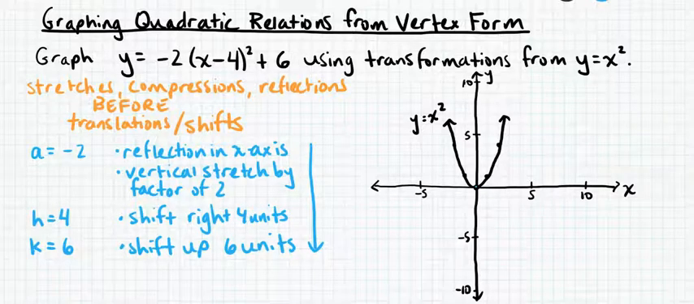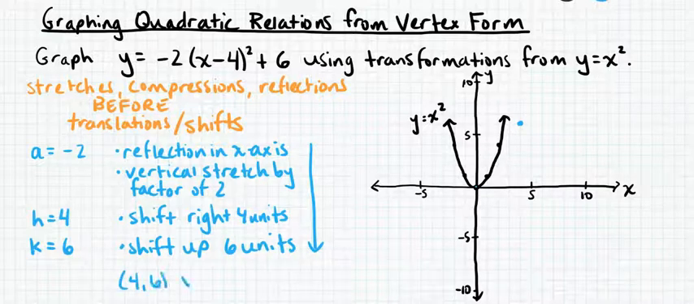Similarly, a vertical stretch by a factor of 2 is not going to affect this point because it has a y coordinate of 0. So the only transformations that are going to affect this vertex are these shifts. So I'm going to shift this vertex to the right 4, 1, 2, 3, 4, and up 6, 1, 2, 3, 4, 5, 6. And I end up at the point (4, 6), which should be our vertex according to this equation.